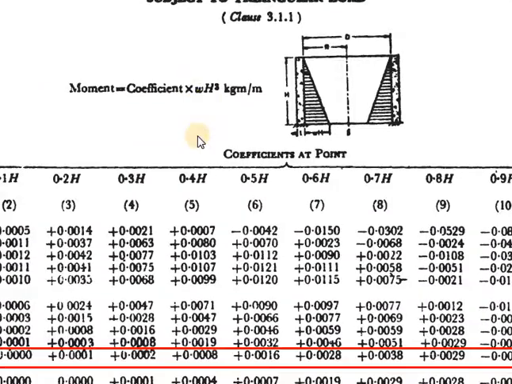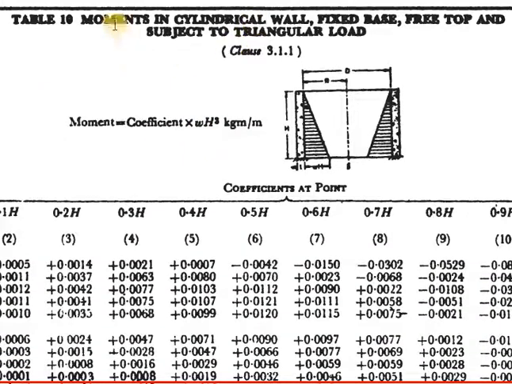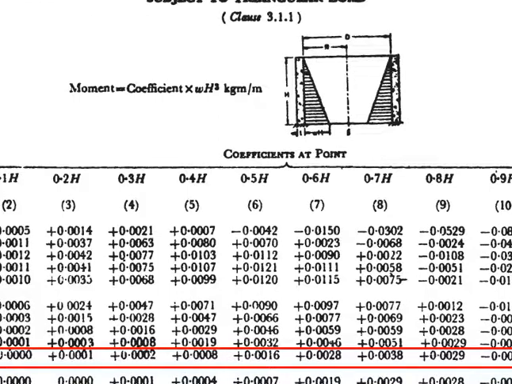Next, on the next page you will get the moment coefficient. In the same way, let us say h square by dt is 8. From this you go horizontally towards the right side.